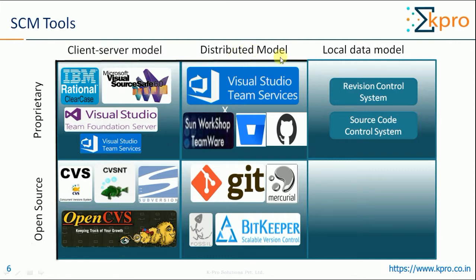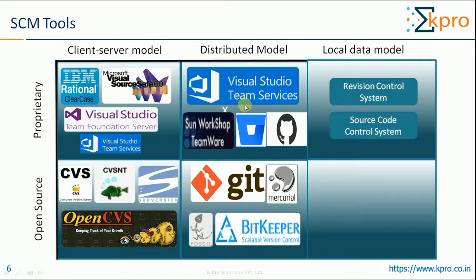In the distributed model, the code is not necessarily kept in a centralized location. All its metadata and source code can be created in each system, and it can be pushed to the centralized location also. Proprietary distributed model examples are Visual Studio Team Services, Bitbucket, GitHub, and Sun WorkShop TeamWare.